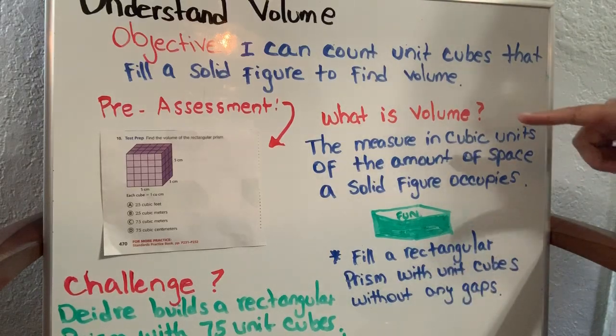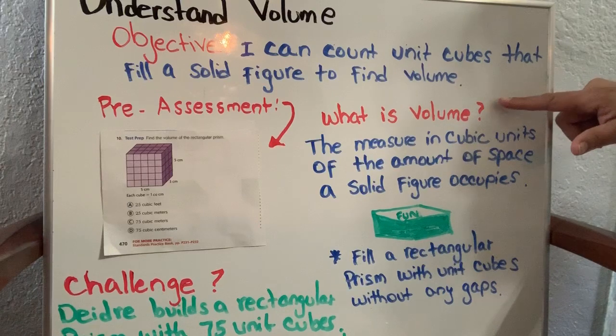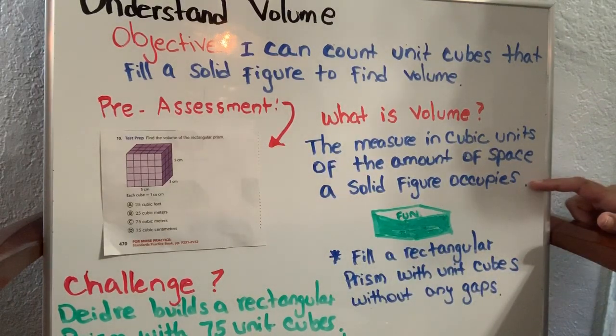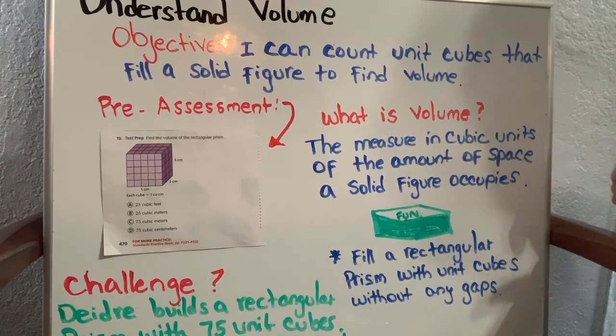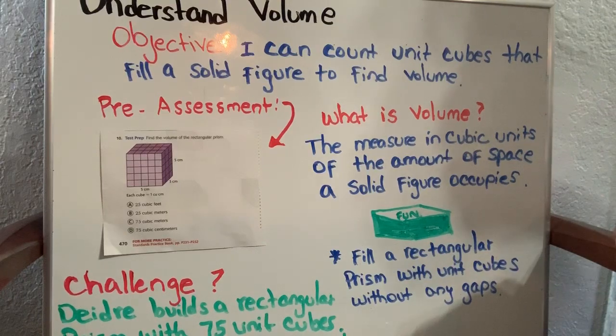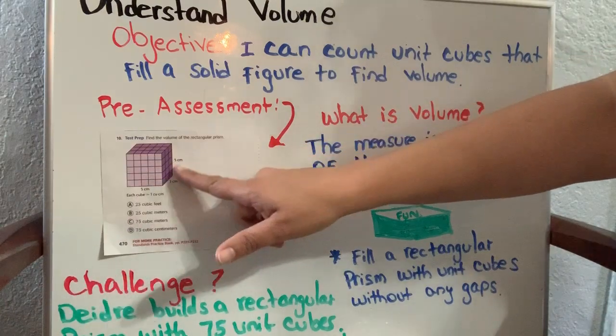So what is volume first? Let's find out what is volume, okay? Volume is the measure in cubic units of the amount of space a solid figure occupies. And I'm going to read that for you again. The measure in cubic units of the amount of space a solid figure occupies. So whenever you hear the word cubic, you know already that it's going to be three-dimensional. And you're going to need length, width, and height. Just like we had here on this problem.